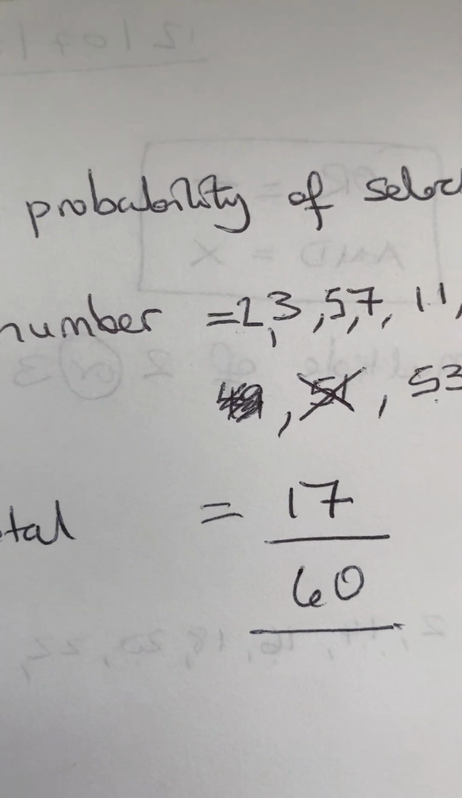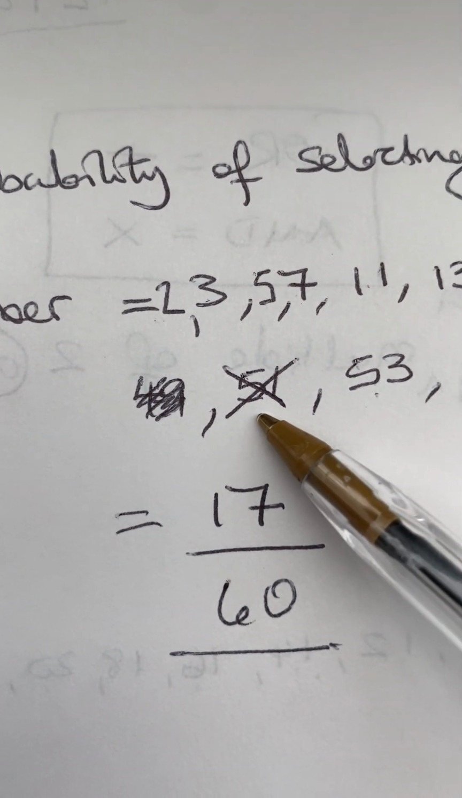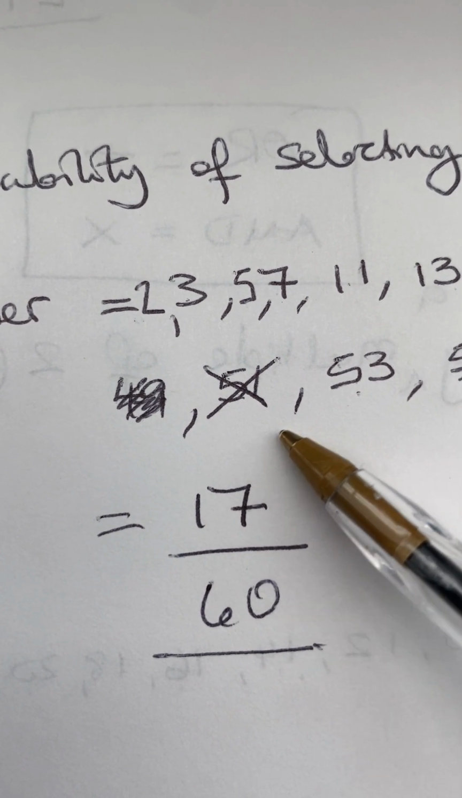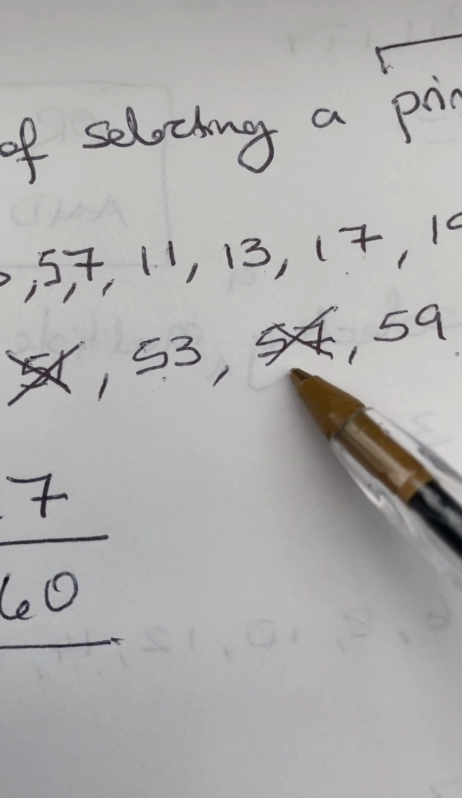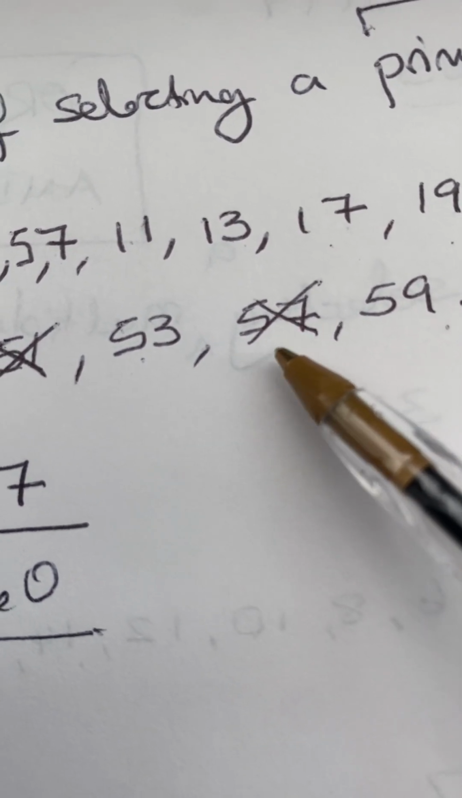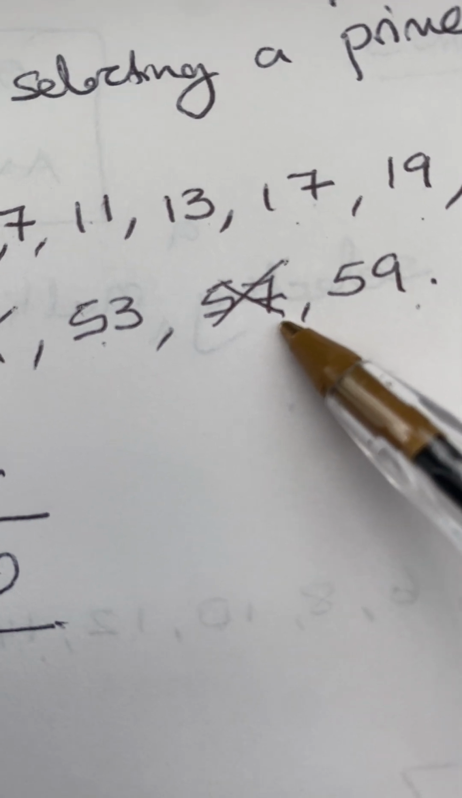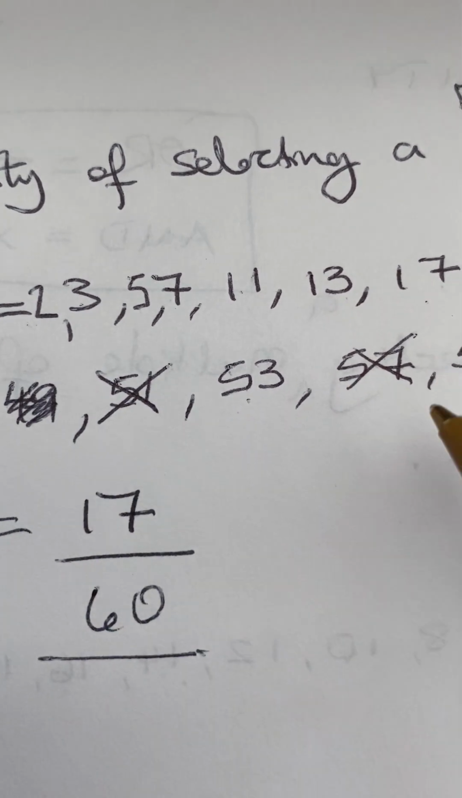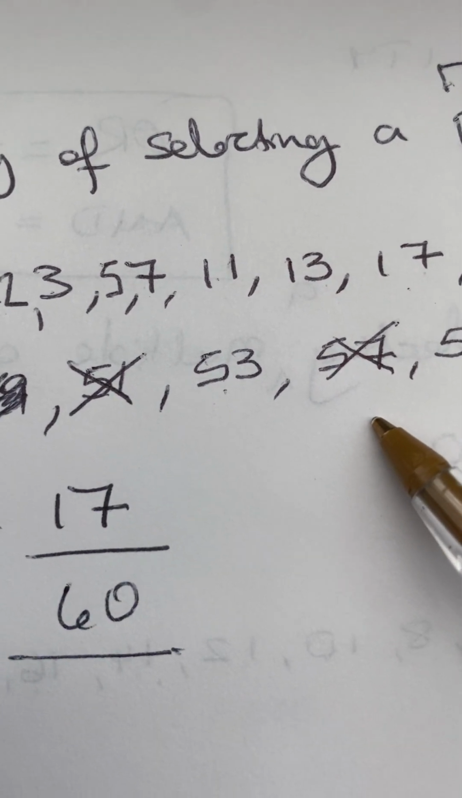51 is not a prime number because 17 times 3 is 51, and 57 is also not a prime number because 19 times 3 is 57. That is why I crossed them out.